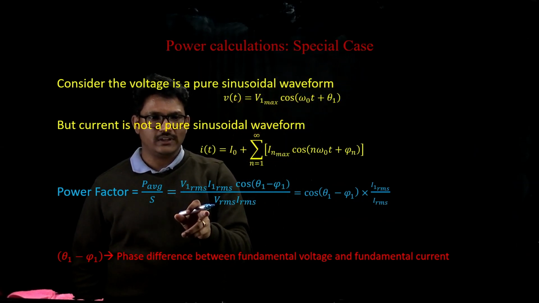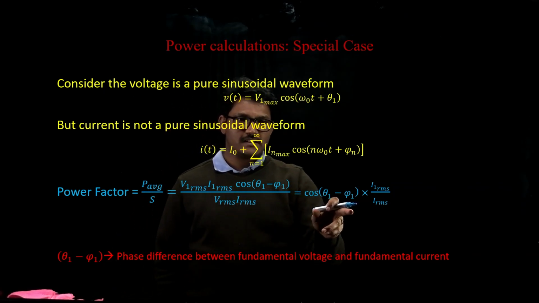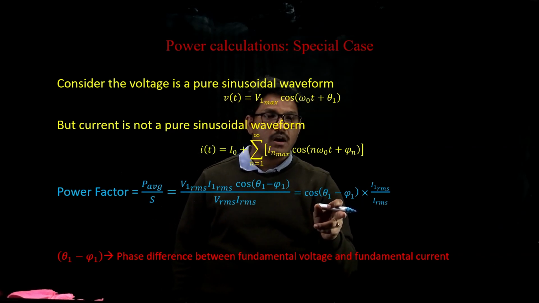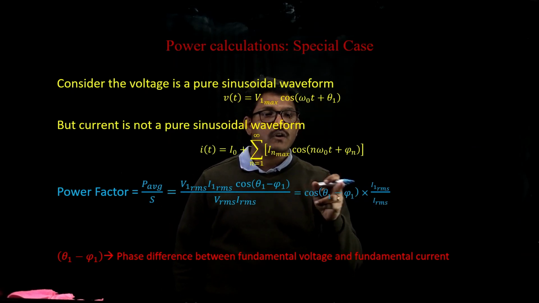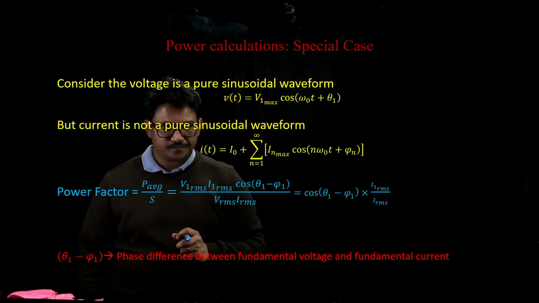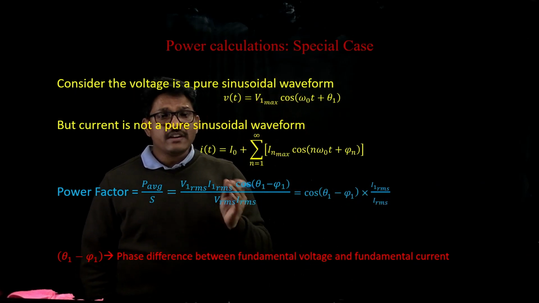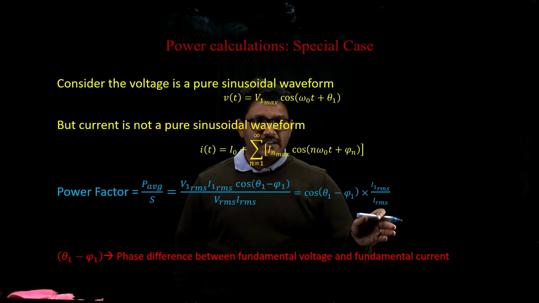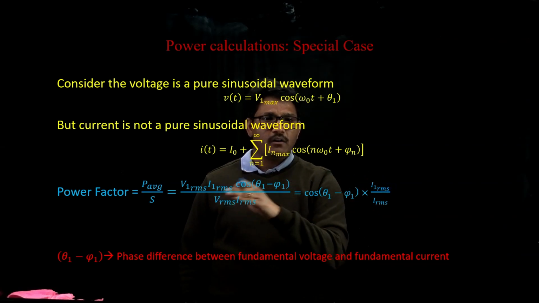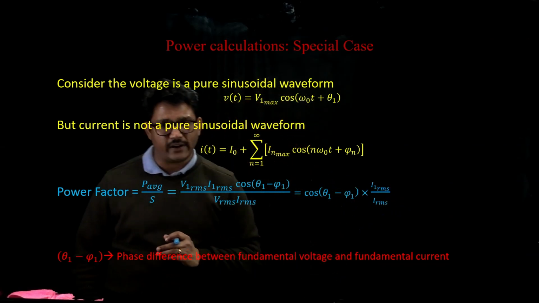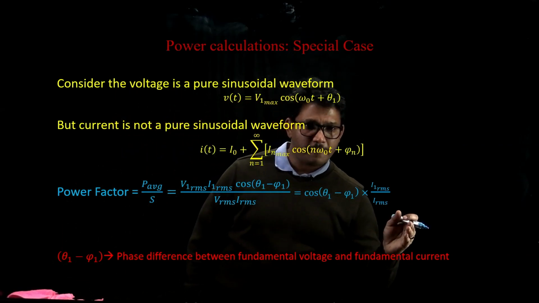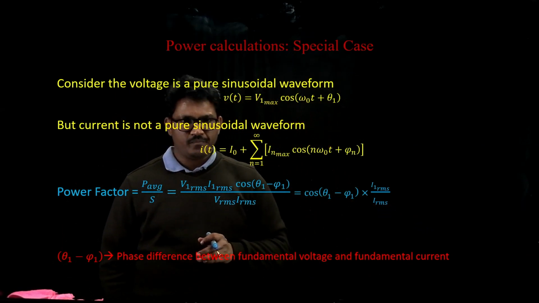So the voltages will get cancelled, currents do exist, which tells you that the power factor is not just the same as cos theta 1 minus phi 1, it is also multiplied by I1 RMS divided by IRMS. In the previous case where your IRMS is just equal to I1 RMS, you do not have any harmonics, then the power factor is the same as cos theta 1 minus phi 1. But now it's not. It means there is a deviation from the actual power factor.